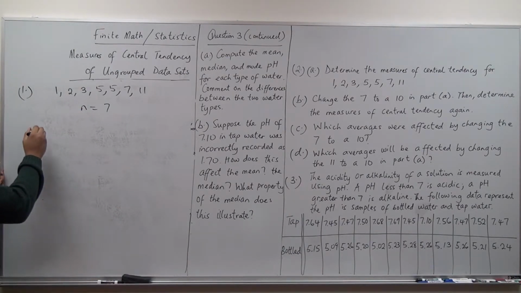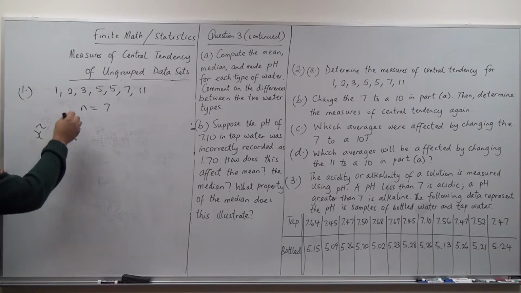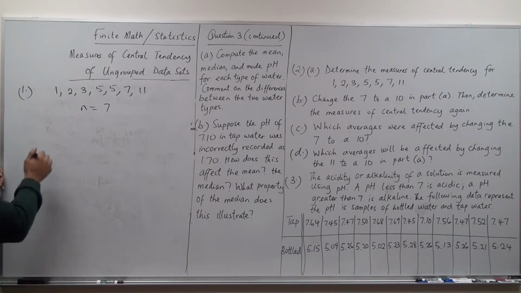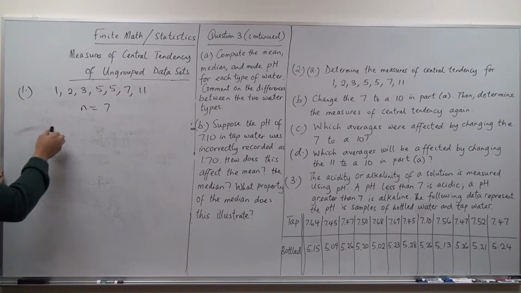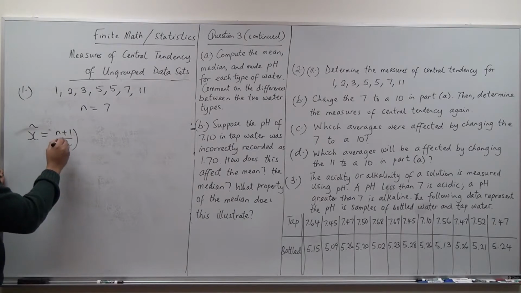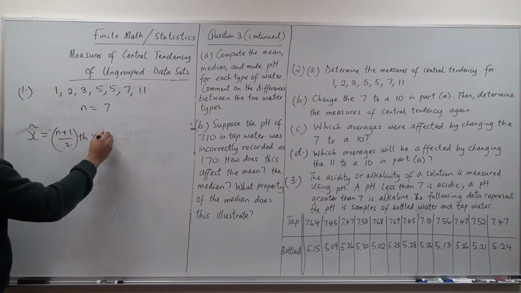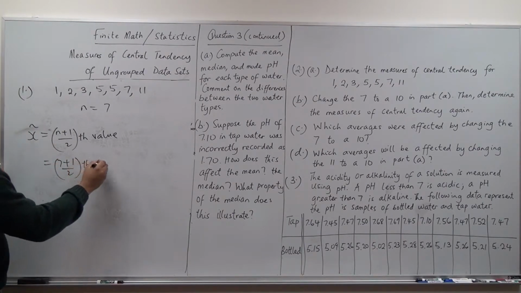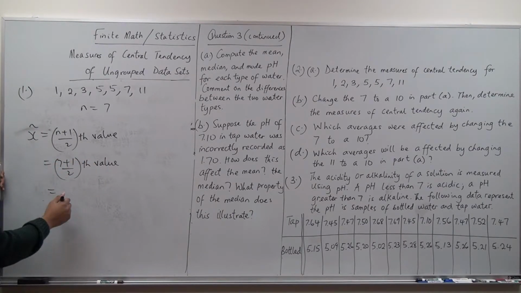Okay, the median, x meander. This is pretty easy because this is odd. So median x meander is the n plus 1 over 2 value, which is 7 plus 1 over 2 value. 7 plus 1 is 8 divided by 2, fourth value, and the fourth value is 1, 2, 3, 4, 5. The median is 5.